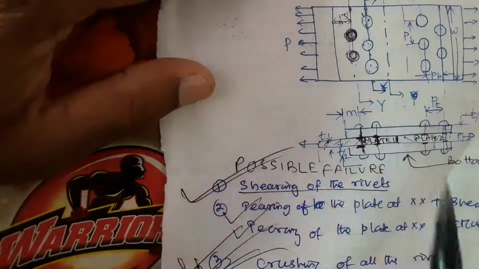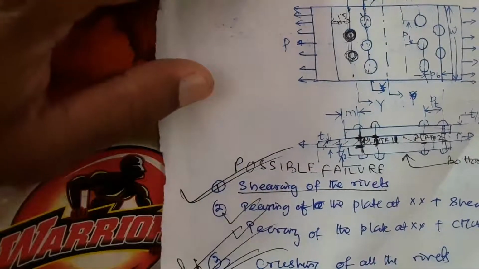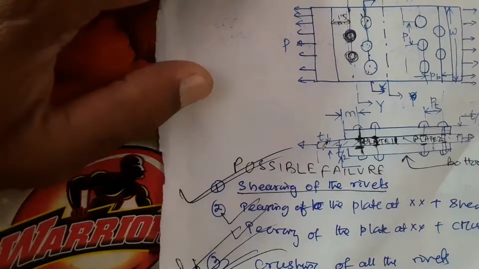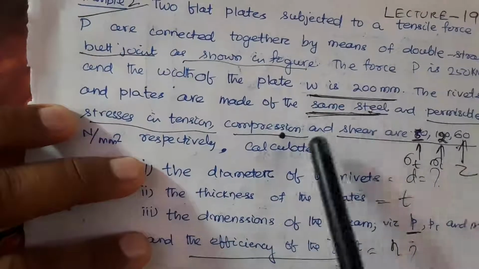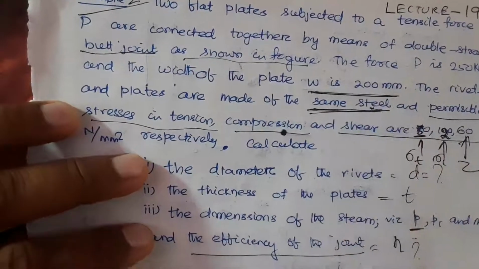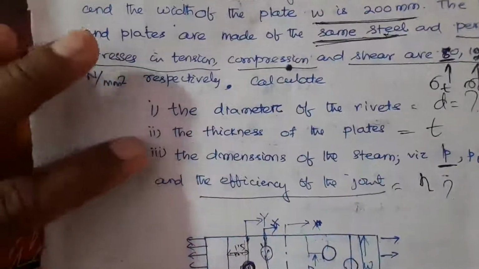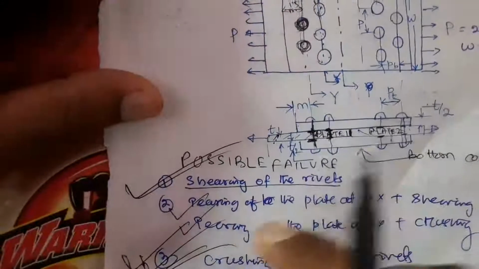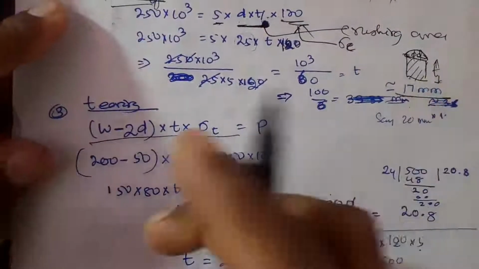So we got the diameter to be 25 and the thickness of the plate to be 17. If we take these two parameters, it will sustain a load of 250 kilonewton for a width of 200 millimeters. So we checked, and then we have to check the tearing resistance.